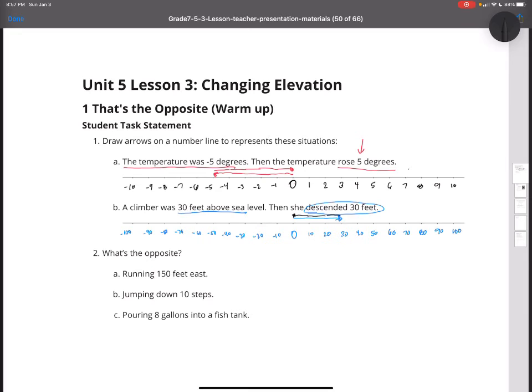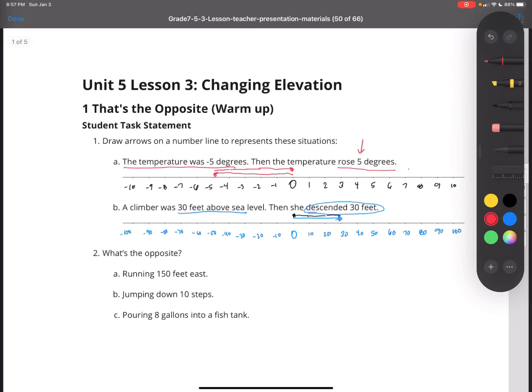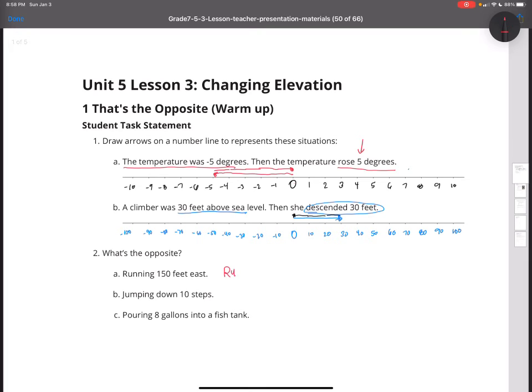All right, for number 2, it says, what's the opposite? For part A, it says running 150 feet east. The opposite of east would be west. So I'll put running 150 feet west. And I'm going to underline that keyword that we switched. That was the opposite.